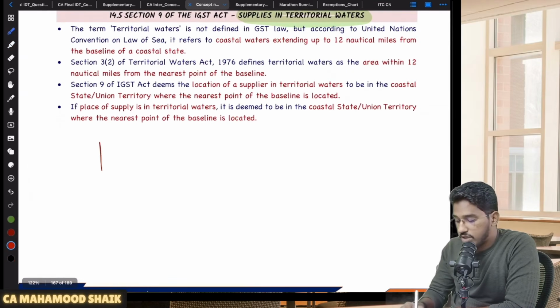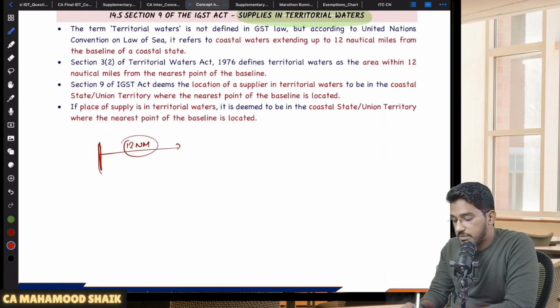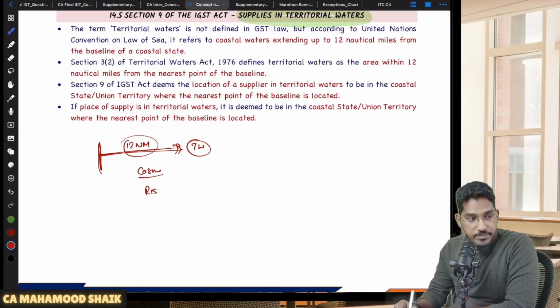Do you guys remember what is territorial waters? Up to 12 nautical miles, I have told you, no? Up to 12 nautical miles from the baseline, that I call as territorial waters. Now, let us say there is a casino, for example, Big Daddy Casino, which is in this territorial waters. In that cruise ship, they will provide restaurant services.